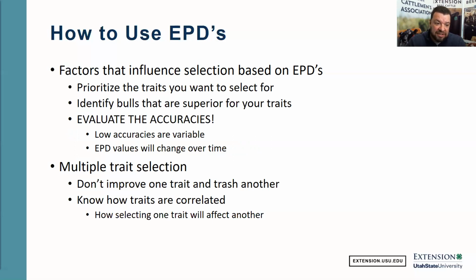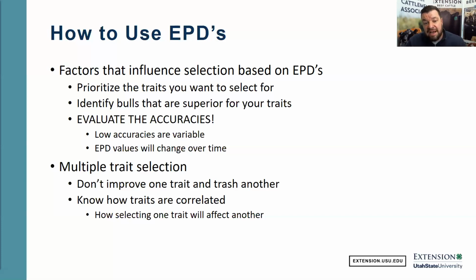Really look at the accuracies. Remember, low accuracy is a variable. EPD values will change over time as those animals produce more progeny. Now, one of the things we talk about, we're basically talking about live animals. Usually we're buying young bulls to incorporate in.